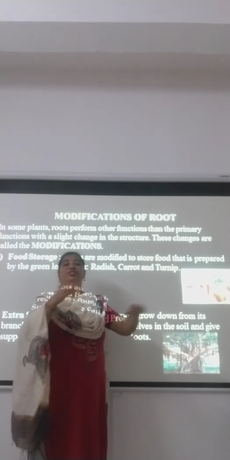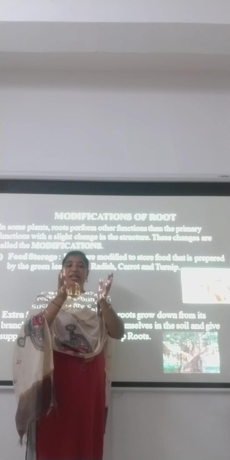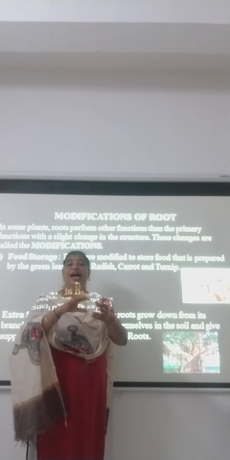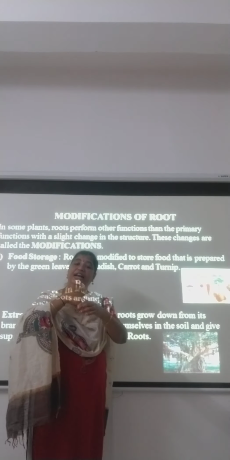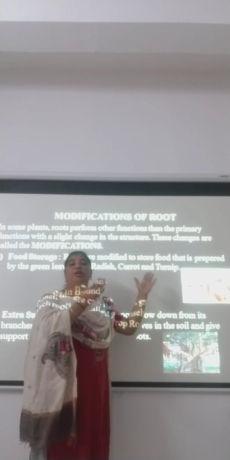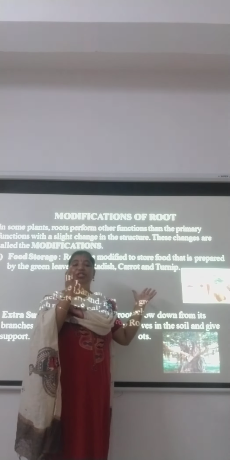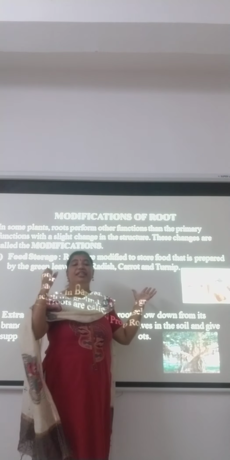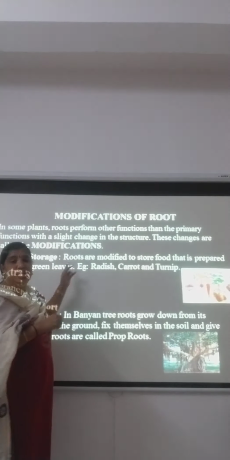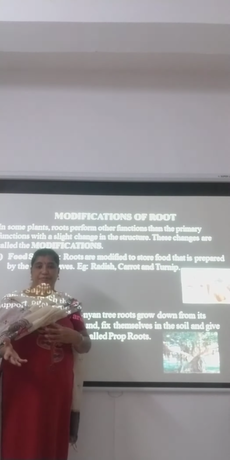Called turnip, a vegetable called beetroot. Okay, so these are nothing but the vegetables which are being modified as roots are being modified as these vegetables. So these are the root modifications. In these vegetables, the food which is prepared by the leaves is stored in the roots. Understood now, children?